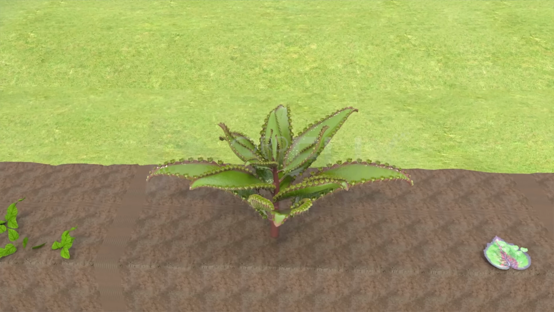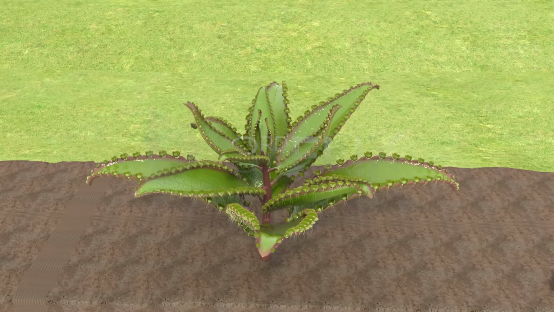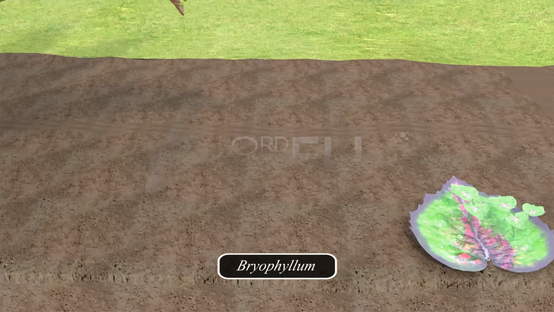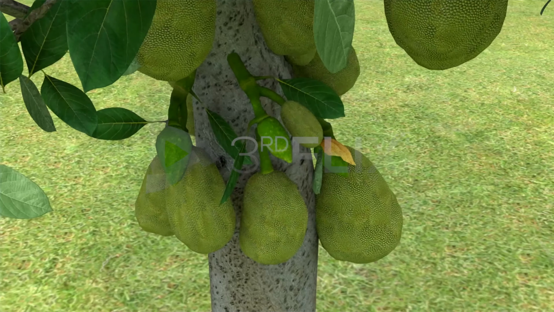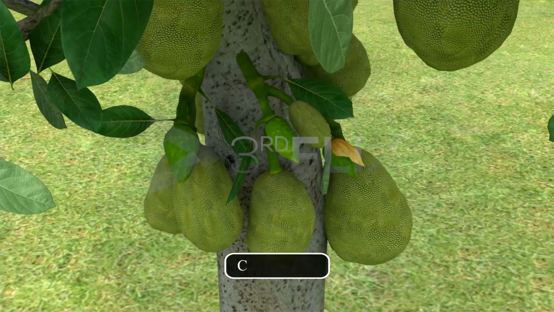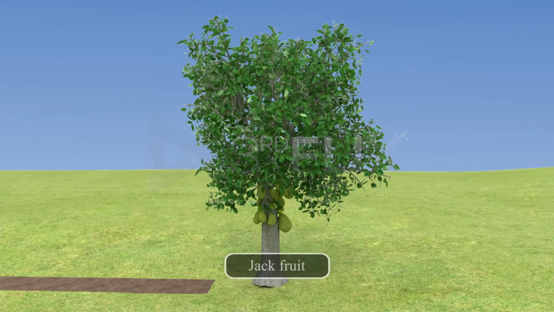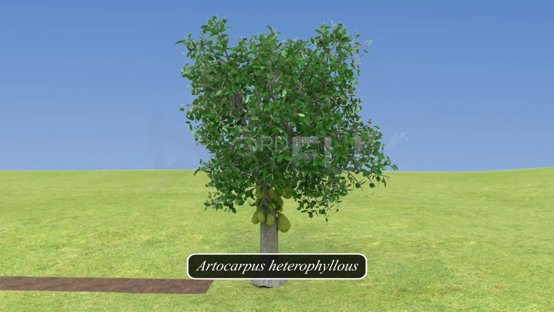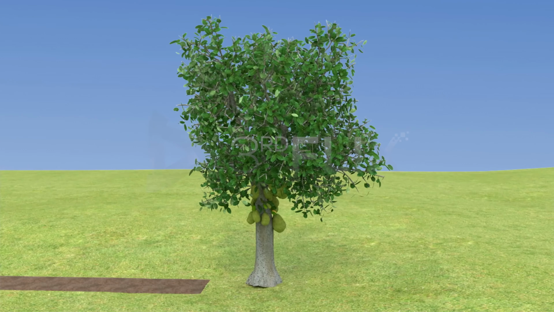Foliar buds are located on the leaves. Foliar buds are present in plants like Bryophyllum and Begonia. Cauline buds are located on older stems. Cauline buds are present in plants like jackfruit. Artocarpus heterophyllus is the botanical name of jackfruit. It belongs to the family Moraceae.